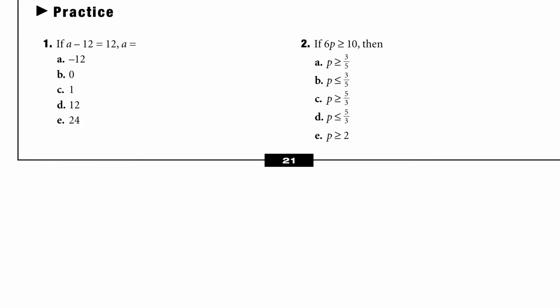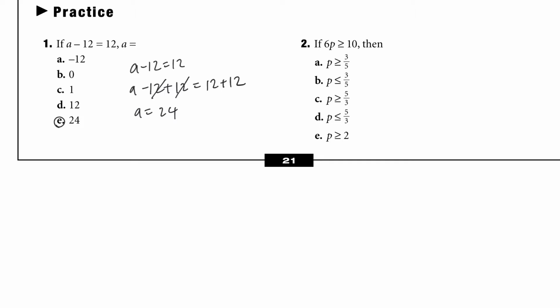If a minus 12 is equal to 12, a is equal to... very simple question. I'm going to add 12 to both sides in order to get rid of this negative 12 here. A is equal to 24.